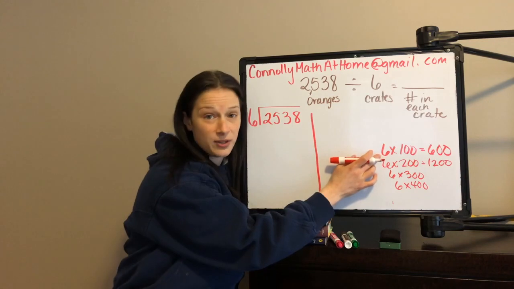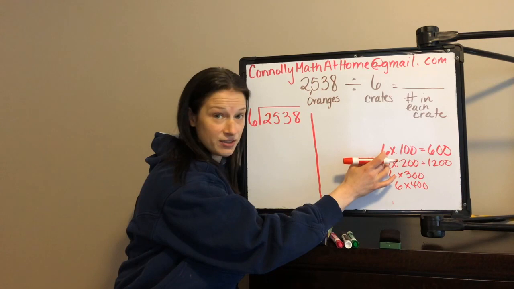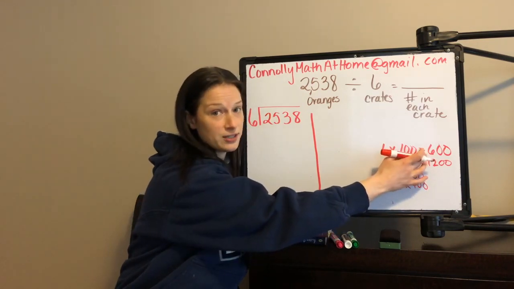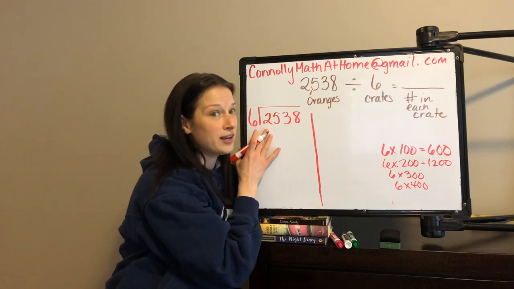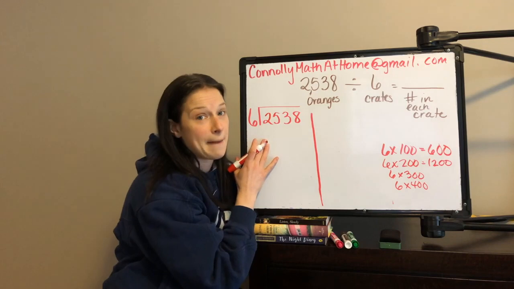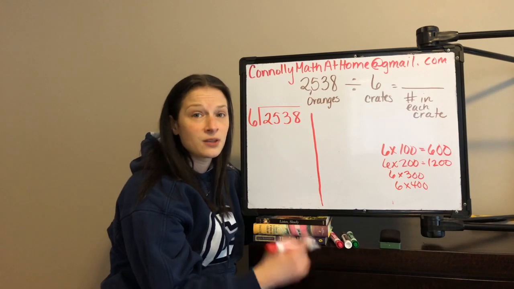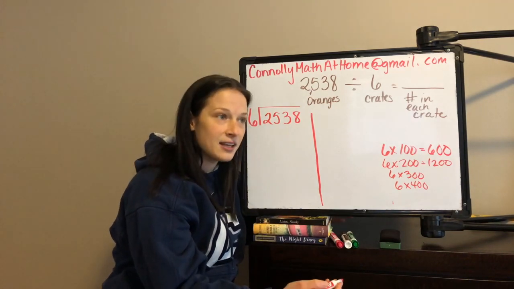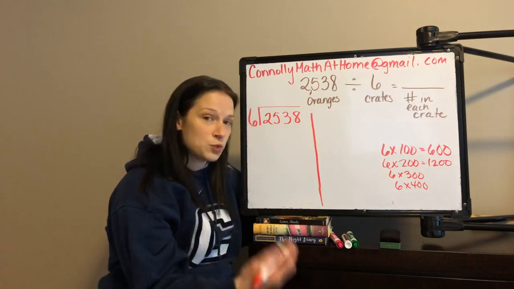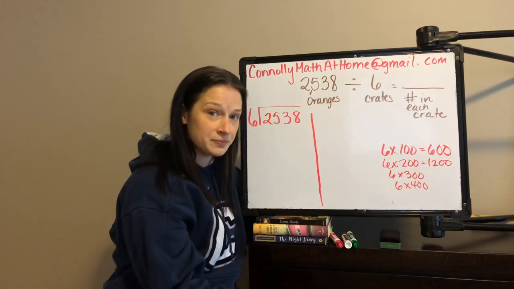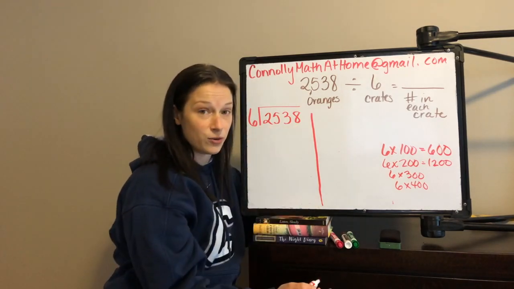2,538. If I started with 6 groups of 100, so I did 100 oranges in each of the 6 crates, I would use 600 oranges. I think you might be thinking, Miss Connolly, if we start there, we're going to have to do that a lot of times. There are several groups of 600 that are going to fit in 2,538. Could we start there? Yes. Is it a little extra work? Yes. So we want to choose which multiple of 100 to start with that's closest to using 2,538 oranges.